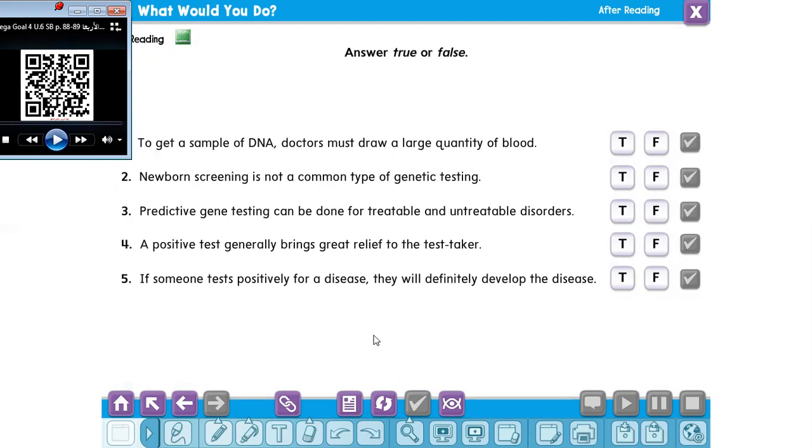Now, my dear students, I will show you the answers, and I want you to check your answers on your student book, page 89. Okay, I will show you the answers and I want you to check them on your student book.